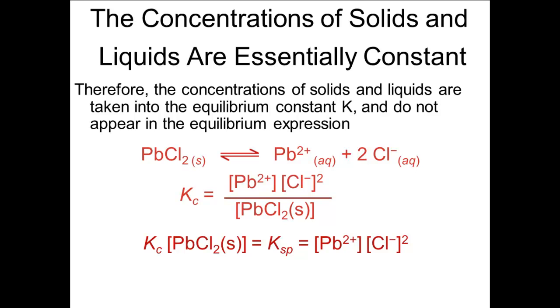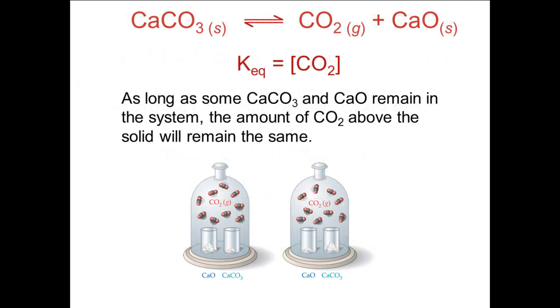Knowing the solid and liquid concentrations will become part of the equilibrium constant allows us to ignore them when we write the equilibrium expression. Remember, however, that they have been taken into account and are part of K. Here is another example. In the equilibrium for the decomposition of calcium carbonate solid, CaCO3, to form calcium oxide solid, CaO, and carbon dioxide gas, the equilibrium expression involves only CO2, since both solids have become part of K. As long as there is some of both solids present, the amount of CO2 will be the same.